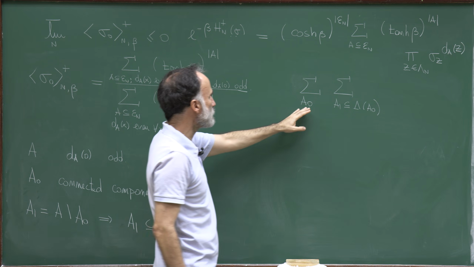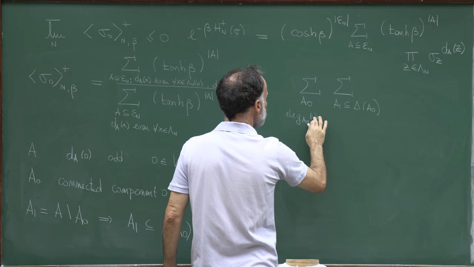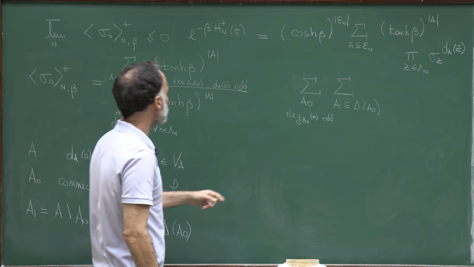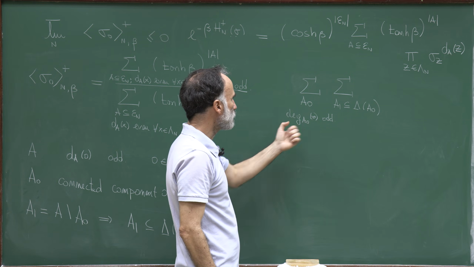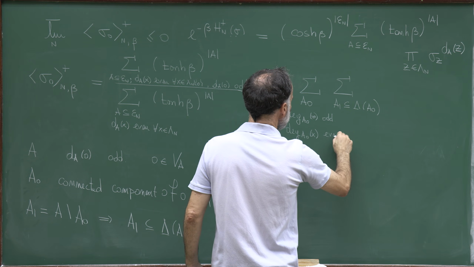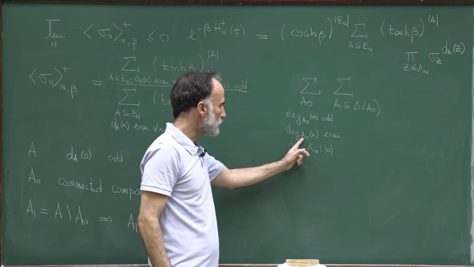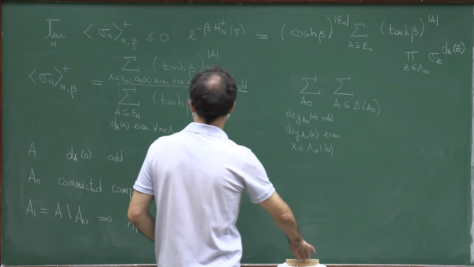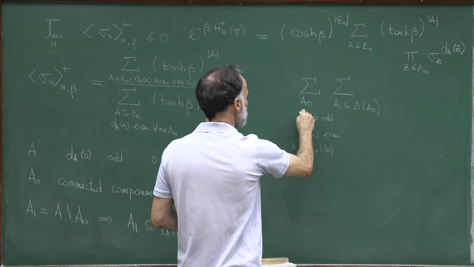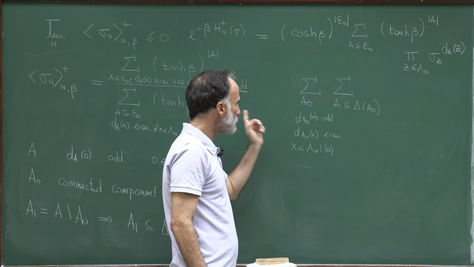But what are the properties of A0? Well, the degree in A0 of the origin has to be odd, because the degree of 0 in A0 is equal to the degree of 0 in A, since A0 is the connected component which contains the origin. And the degree in A0 of x has to be even for all x in lambda n minus 0. Because again, since A0 is the connected component, dA0 of x is equal to dA of x.